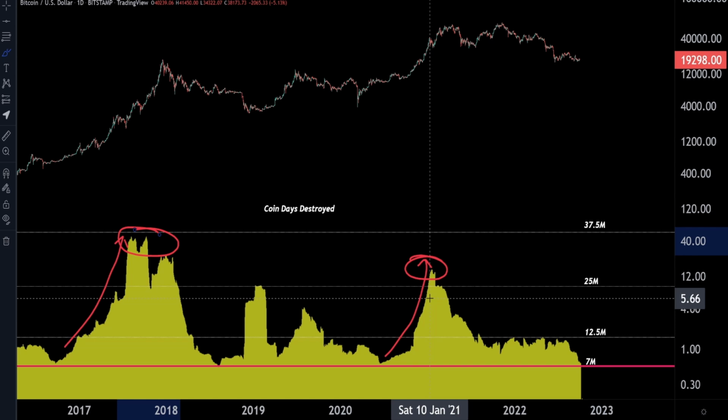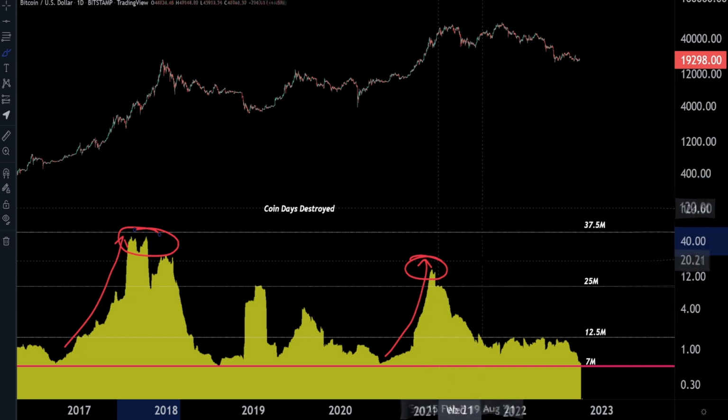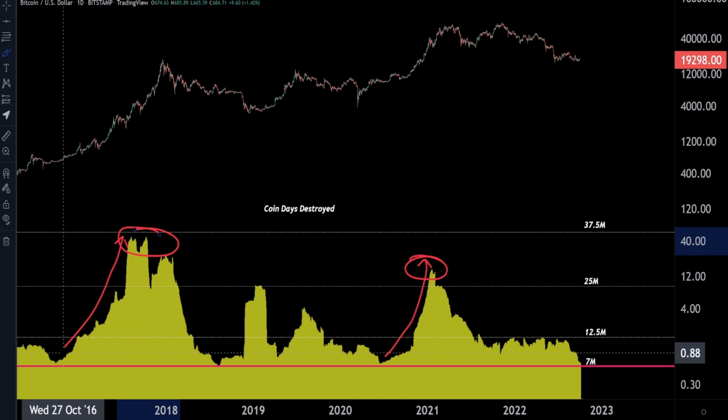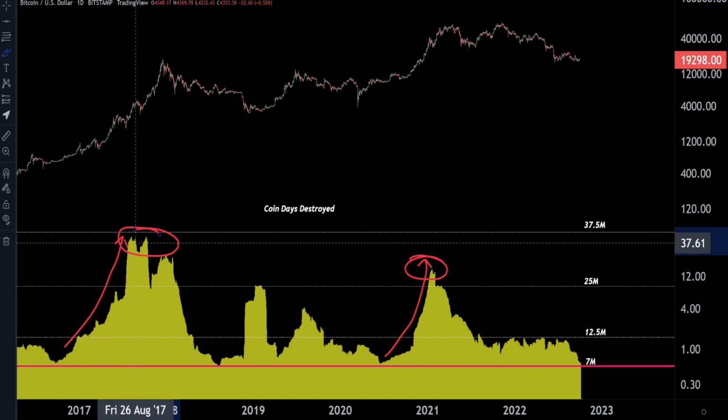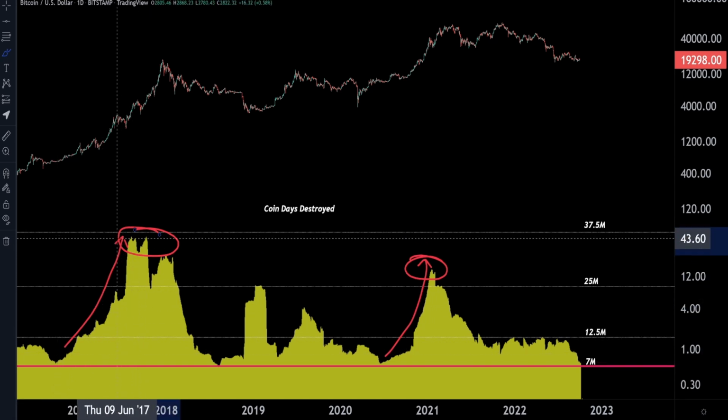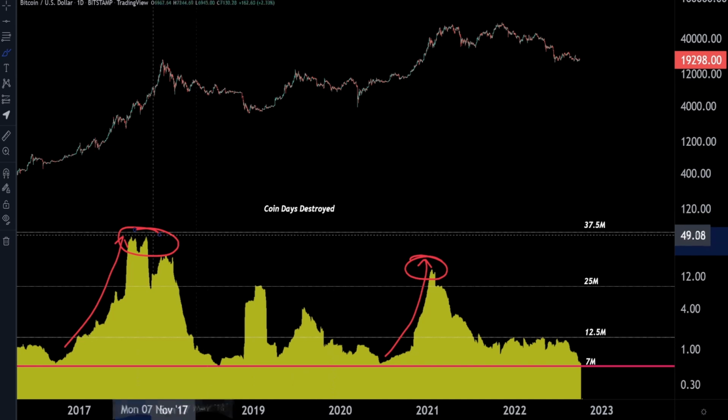And why is that? If you own a Bitcoin for 1 year, that destroys 365 coin days. If you own a Bitcoin for 10 years, that destroys 3,650 coin days. So these super old coins that are destroyed lead to this huge amount of coin days destroyed. Older coins accrue more coin days, and so when they're sold, they destroy more.